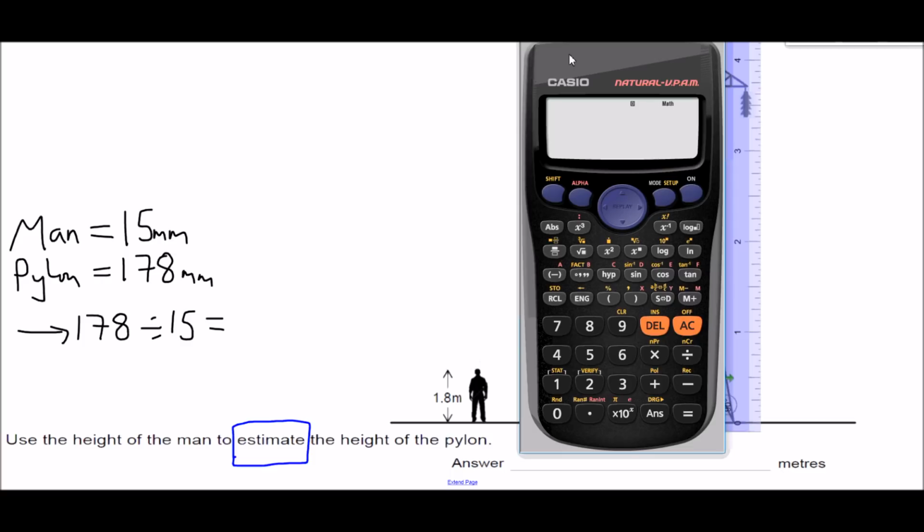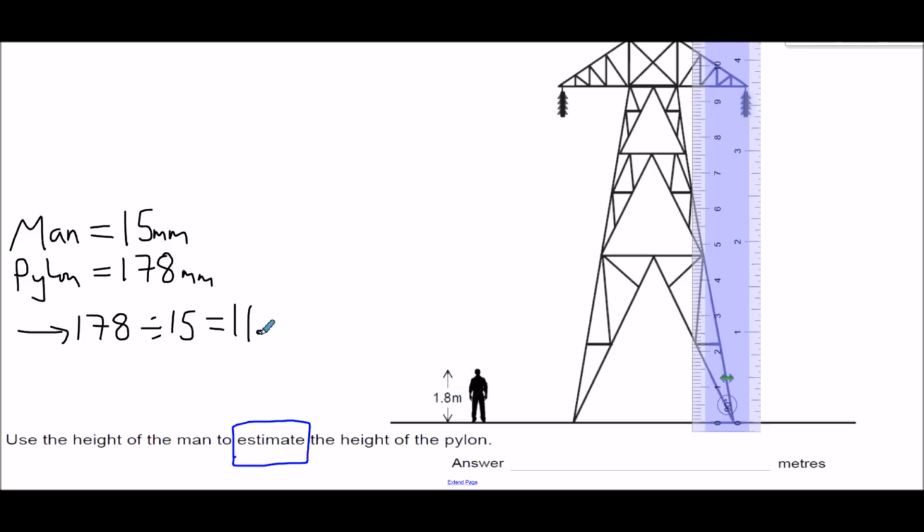the diagram's been resized. But the important thing you should all agree on with me is the ratio of the height of a pylon to the height of a man. 17.8 divided by 15, 11.86. Now that is roughly 12 times bigger. Because it says estimate, we're allowed to round off with this one. So the pylon is about 12 times bigger than the man.